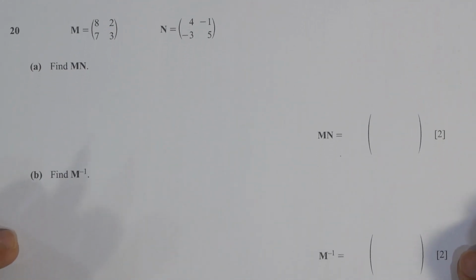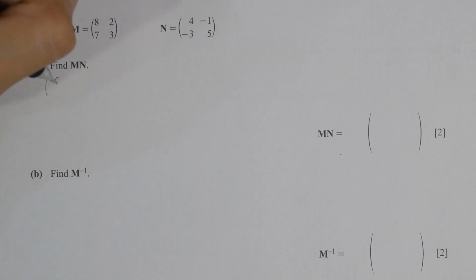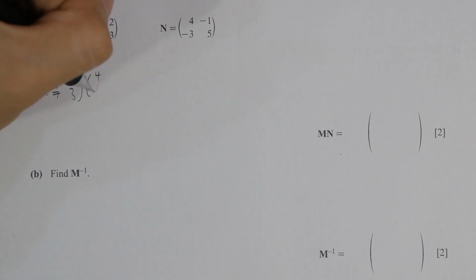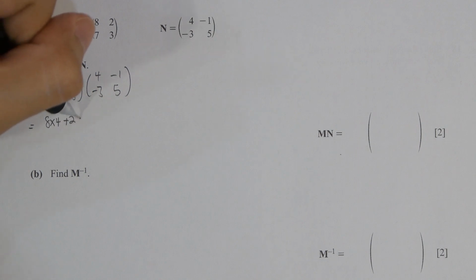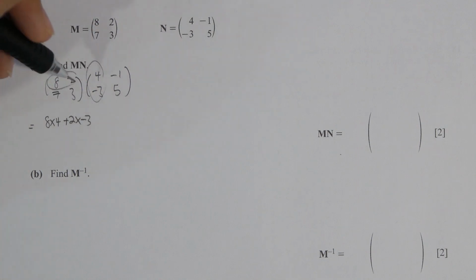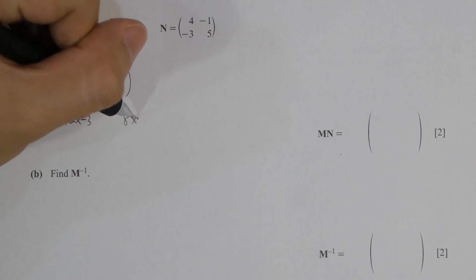Question 20, A and B, is actually a matrices question. I listed down the step-by-step on how to solve it. Same thing, if you have any question about it, feel free to leave it down in the comment section.